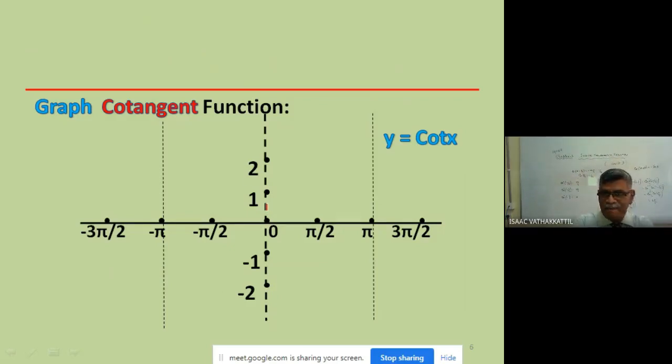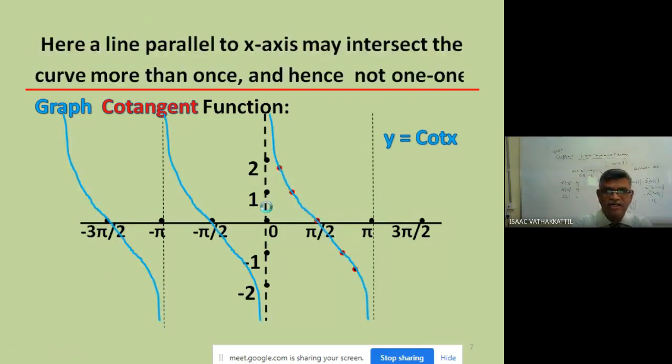It is not defined at minus pi, not defined at 0, not defined at pi. And you can remember, we have discussed the graph of y equal to cot x. It is something like this: a line parallel to x-axis may intersect the curve more than once, and hence it is not one to one, right? Now we have to take up some portion of the curve, some domain where the graph will not be intersected by a horizontal line more than once.